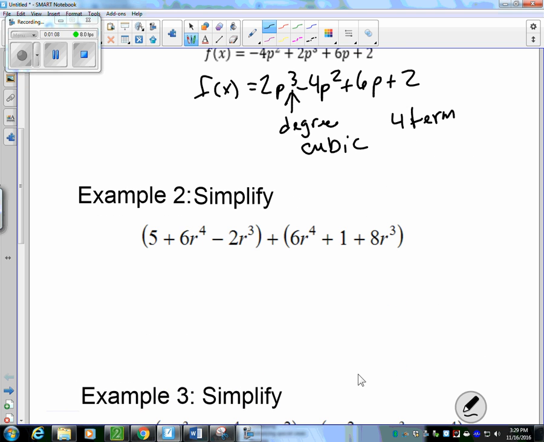So let's move on. We're going to be adding these 2 polynomials together. What you do when you're adding, you have to have like bases and exponents. So like variables and exponents. So I see I have positive 6 out of the 4th, and we're adding another 6 out of the 4th. That's going to give us 12 out of the 4th.